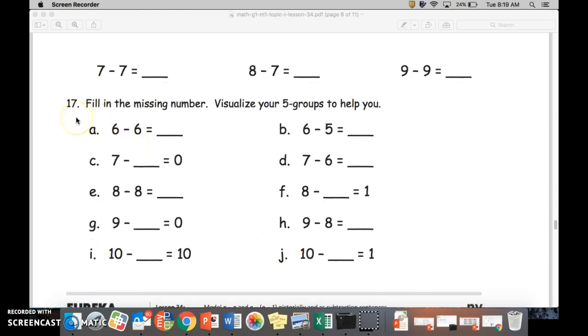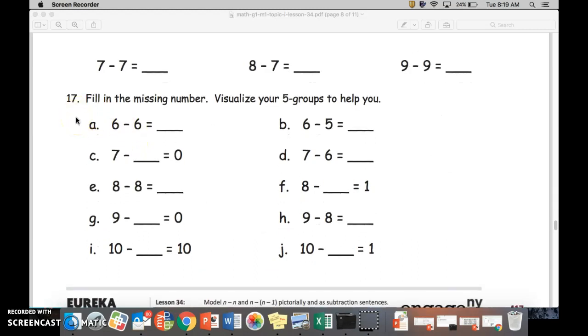And then number 17, fill in the missing number. Visualize your 5 groups to help you, so picture it in your mind. Okay, you're subtracting all, or you're subtracting almost all, so take notice of that.